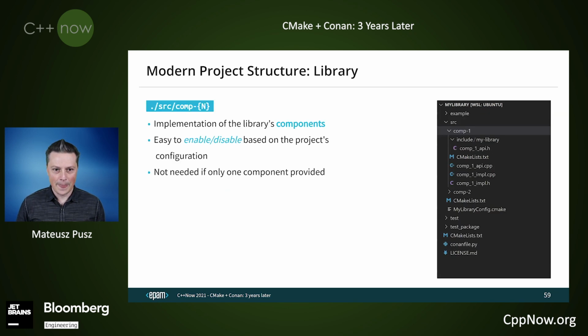And then you have components. Basically, they implement specific features of your library. Thanks to the fact that they are in separate directories, it's really easy to enable and disable them based on some project configuration options. If you don't need them, you just don't do add subdirectory on them. It's really simple to disable them.